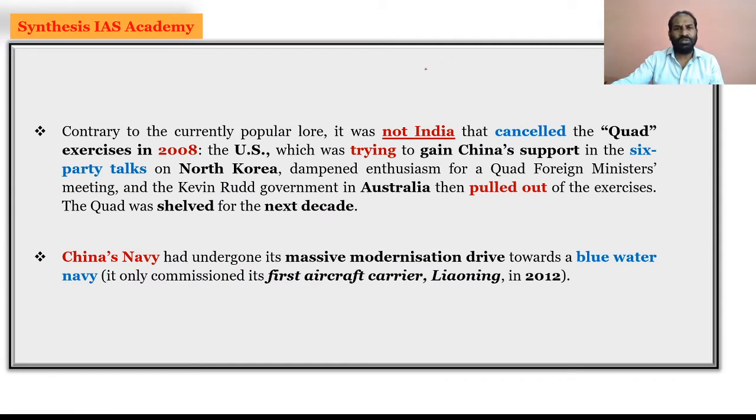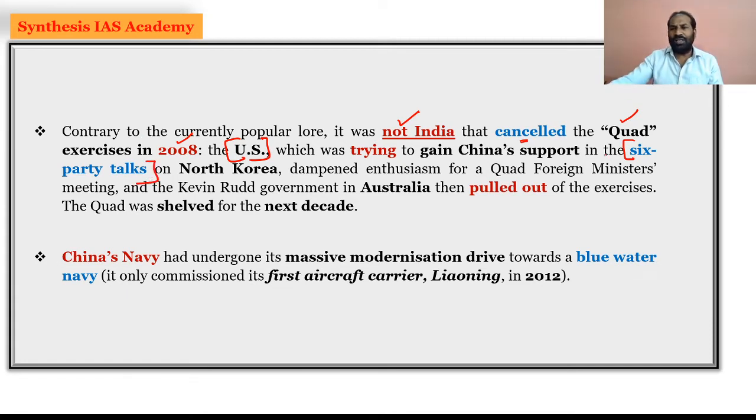And contrary to this, the news is also around the corner that India was the one which was not interested in the Quad exercise in the year 2008. But it is not that. It is not India which moved out of the Quad exercise in 2008, but it is no doubt the US, which was trying to gain China's support for the 6-party talks. This is very important.